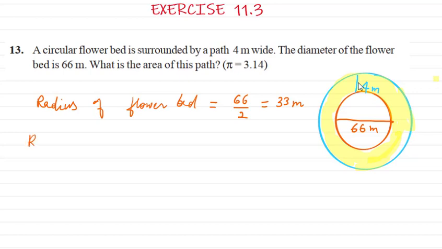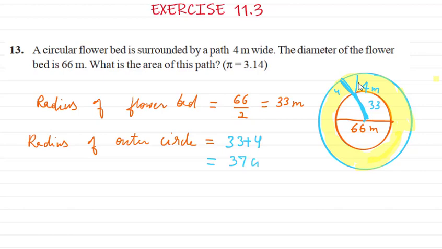Okay, and the radius of the outer circle will be how much? Now to understand this you have to see, this side is how much? This is 33. Okay, now this side is 4. So total this will be 33 plus 4. So that will be 33 inner radius plus the width. So the inner radius is 33 and the width is 4. So it will be 37 meters. I hope this one is clear.